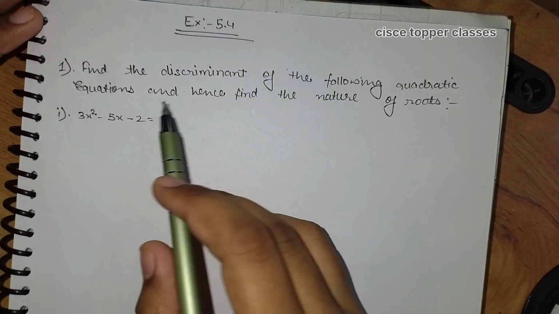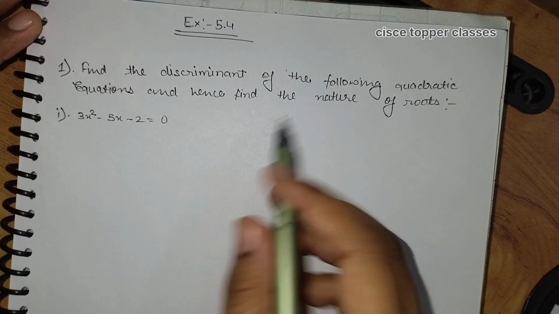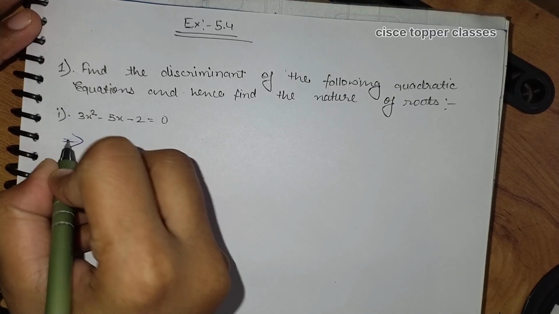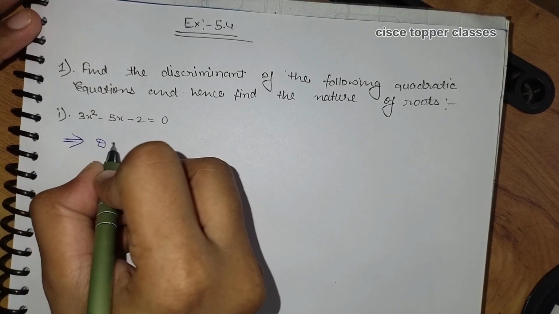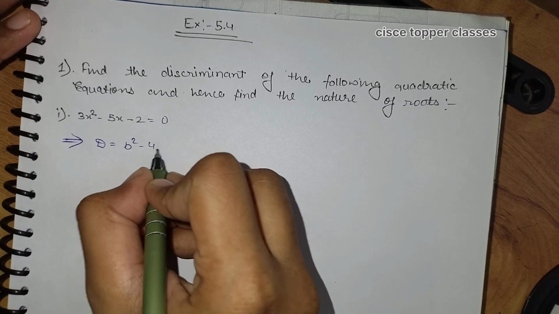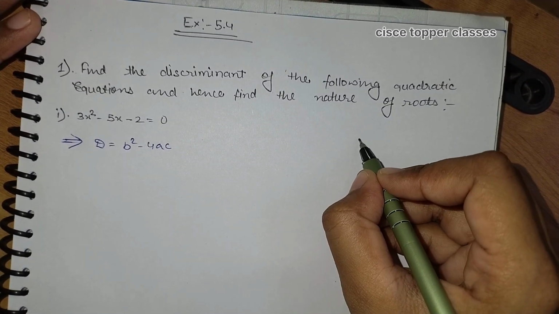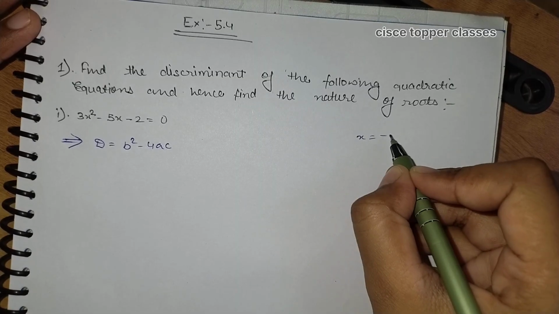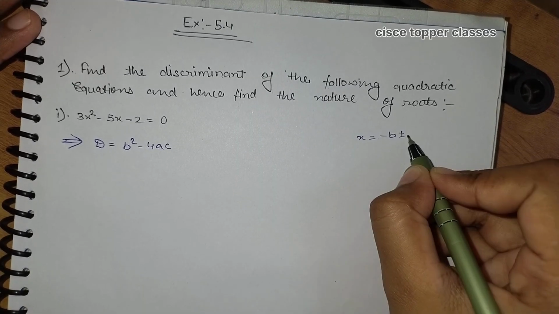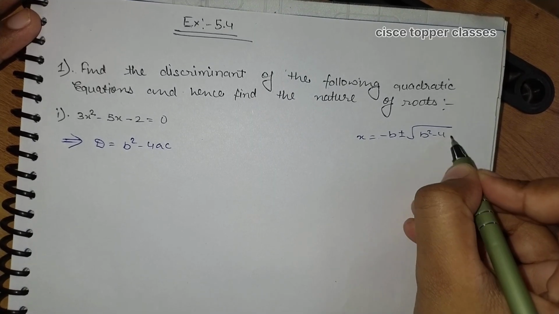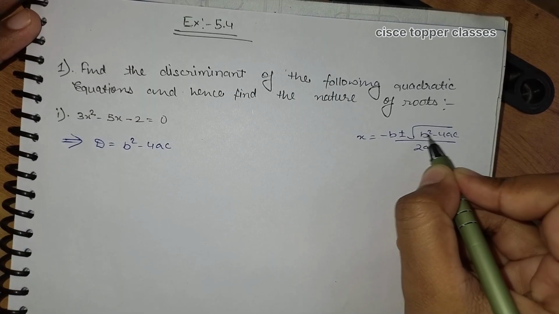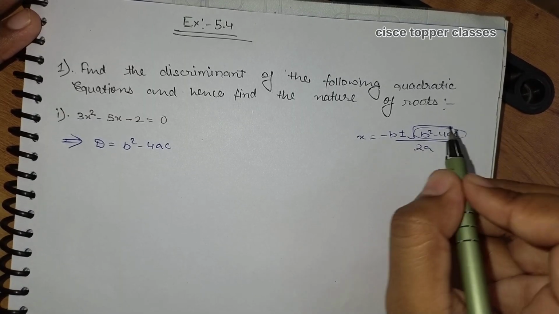Find the discriminant of the following quadratic equation and hence find the nature of the roots. We know the discriminant formula is b square minus 4ac. It is the under root part of the quadratic formula, x equals minus b plus minus under root b square minus 4ac by 2a. Hence this part is the discriminant.